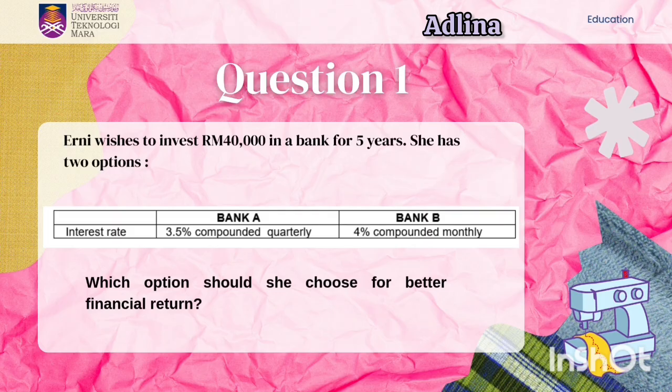In this question, we know it is used to compound interest. And so, to invest 40,000 ringgit is the P, 5 years is the T, which is for time, and Bank A is 3.5%, which is the interest rate, compounded quarterly means M is 4, and 4% in Bank B, the interest rate, and compounded monthly, which means the M is 12.